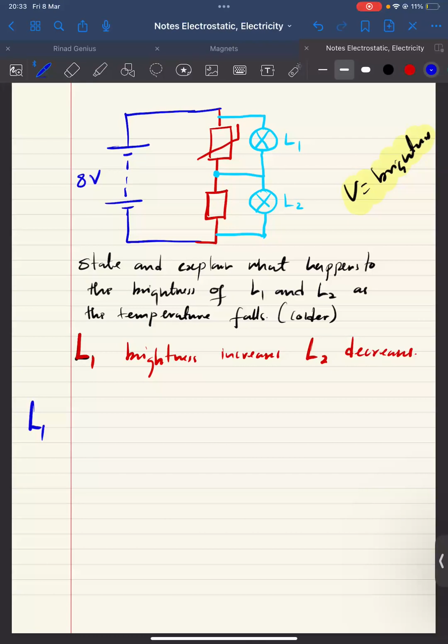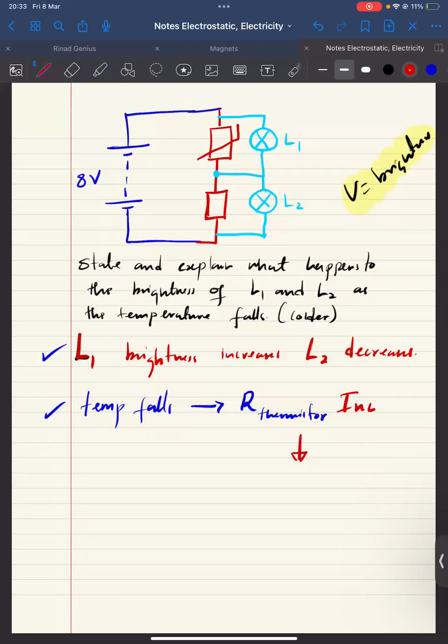when you have to explain it, you have to explain it as a sequence of events. You start with the temperature falling. So you say when the temperature falls, what happens to the resistance of the thermistor? It increases. That's the first thing that will happen.